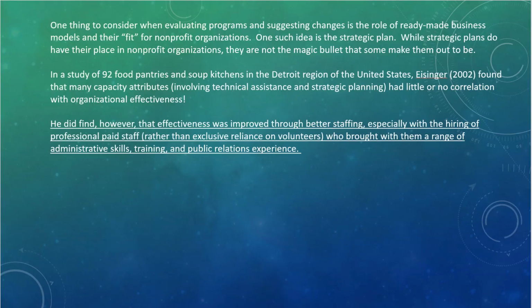In a study of 92 food pantries and soup kitchens in the Detroit region, a researcher found that many capacity attributes involving technical assistance and strategic planning had little or no correlation with organizational effectiveness. Basically, they went into these soup kitchens, did all these strategic plans, spent hours and hours of staff time, and then yielded absolutely no results at all. However, he did find that effectiveness was improved through better staffing, especially when hiring professional paid staff rather than relying on volunteers. That brought them into the range where these strategic plans actually meant something.